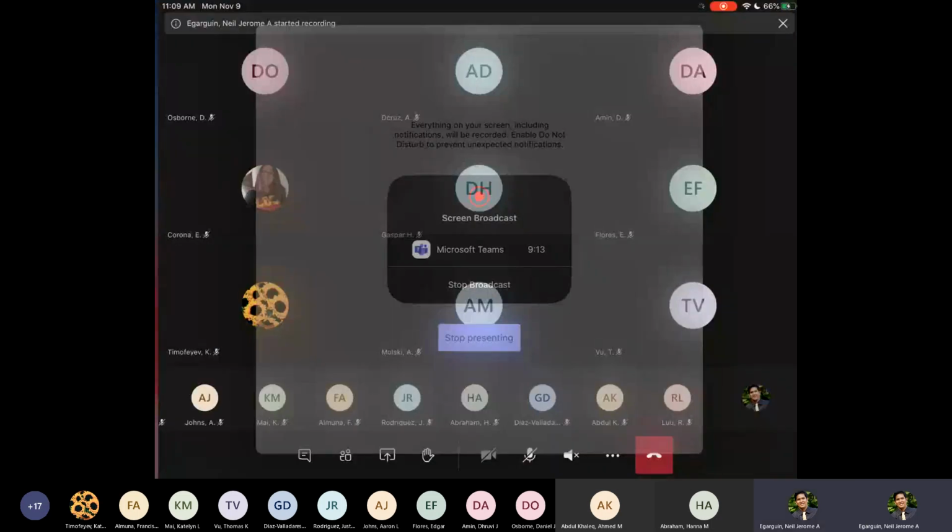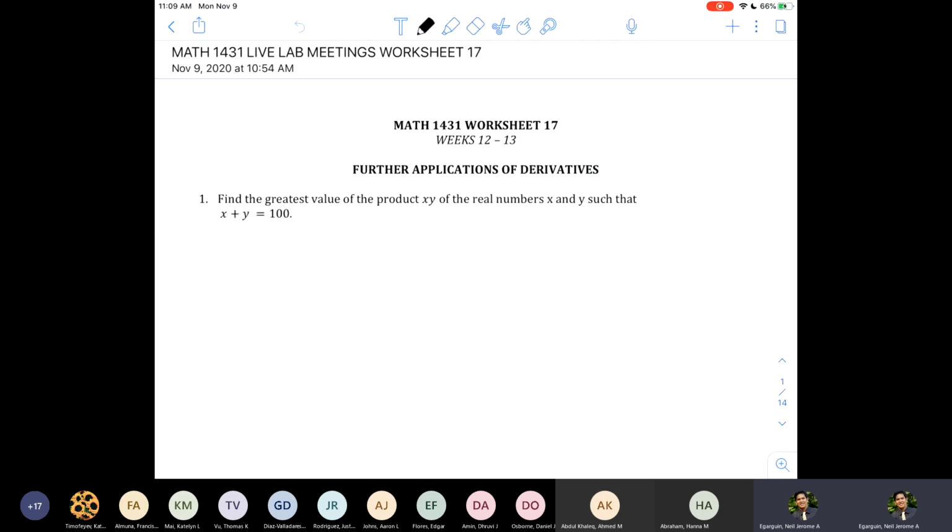Okay, now we'll go to worksheet number 17. I already uploaded a blank copy on my website. Download it from there in case you want to work on it independent of what I'm doing here. But of course, I will again upload the annotated versions of the files later today.